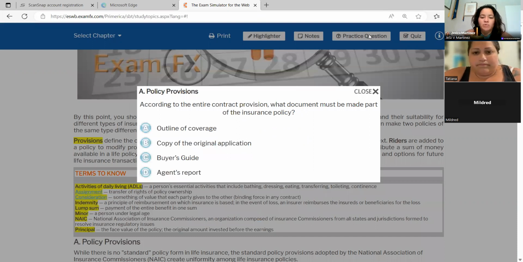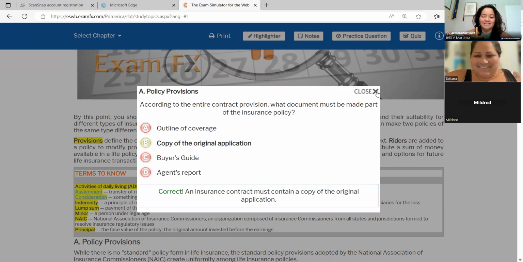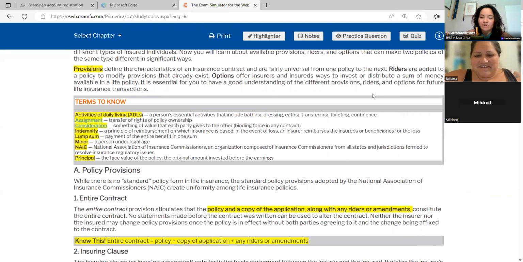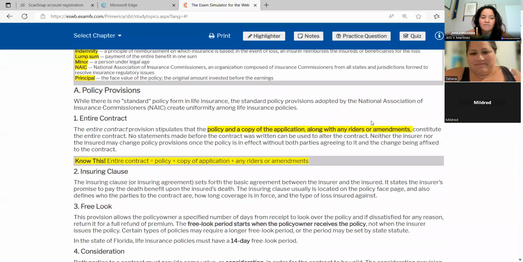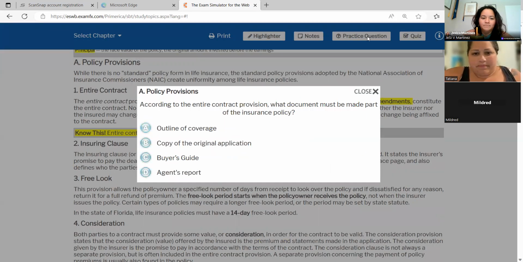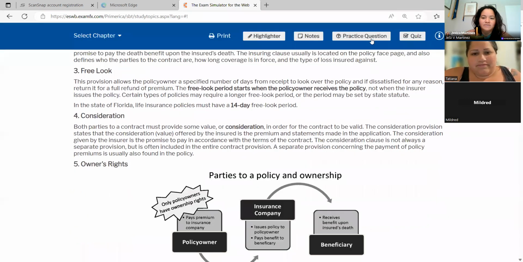According to the entire contract provision, what document must be made part of the insurance policy? A, outline of coverage; B, copy of the original application; C, the buyer's guide; D, the agent's report. I think it's the same question, kind of separate. Yes. Perfect. It is the same question, just said differently. I love it when it does that because it gives a clearer idea of what you'll see in the exam. According to the entire contract provision, a policy must contain. There you go. That's exactly the first question that we saw. So let me move a little bit and see what we get. It's the same question.